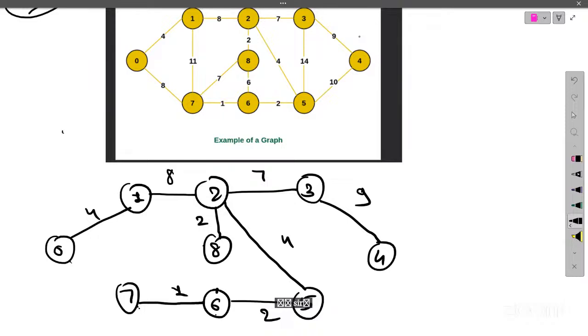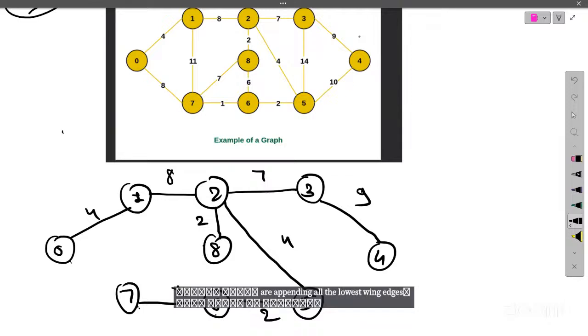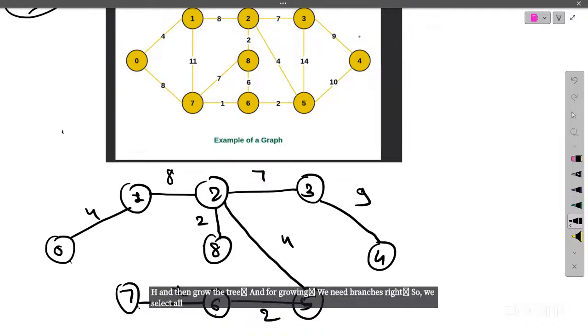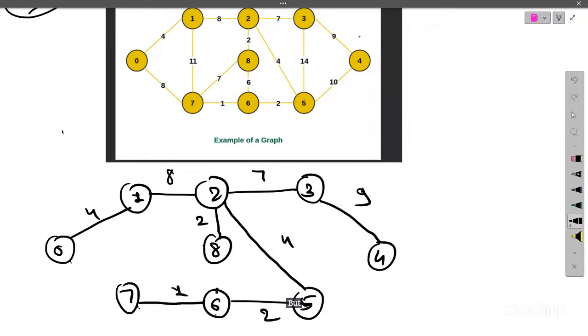Yes, Gaurav. So in Kruskal's algorithm, we start with writing all the vertices and appending all the lowest weighing edges. Correct. And in Prim's algorithm, we start with the lowest weight edge and then grow the tree. And for growing, we need branches, right? So we select all those branches which are connected to the already existing branches. That's the concept. We have to start with the lowest weight edge. Okay, thank you. Okay.